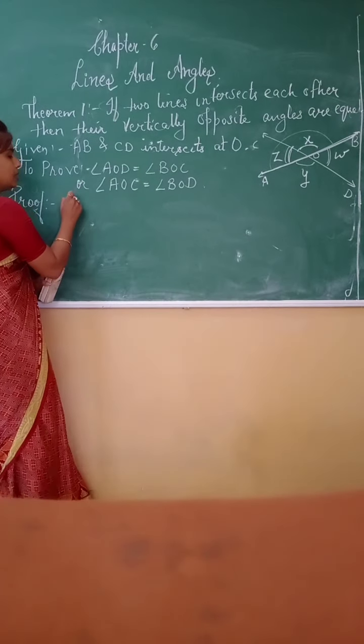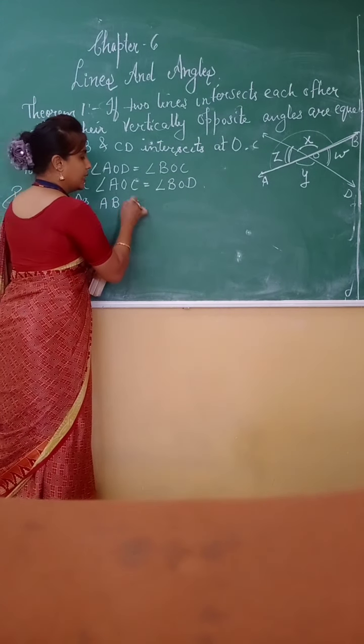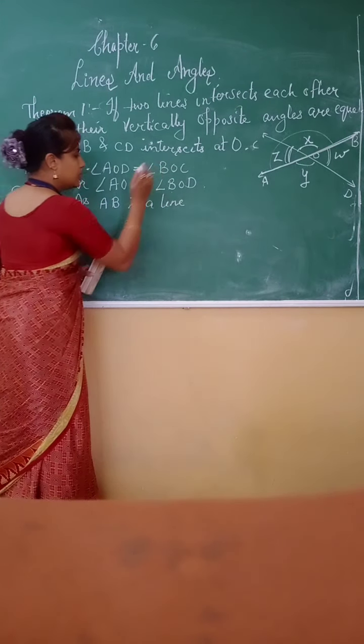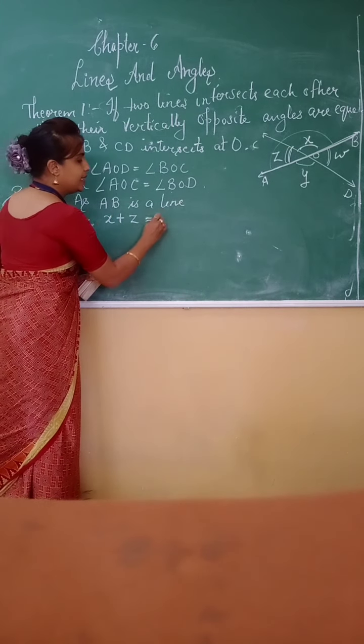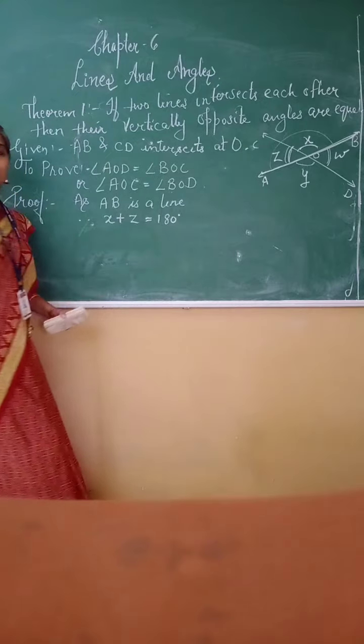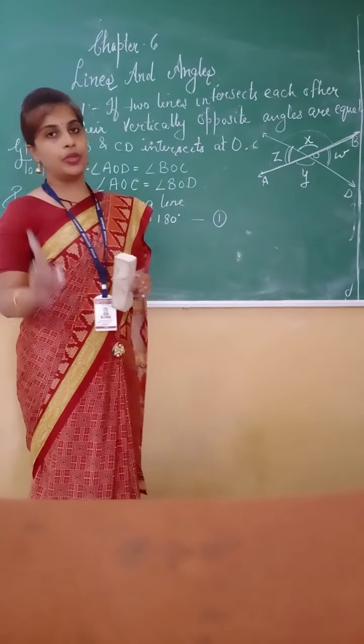So as AB is a line, therefore angle X plus angle Z is equal to 180 degrees. Let us name this as equation number 1.